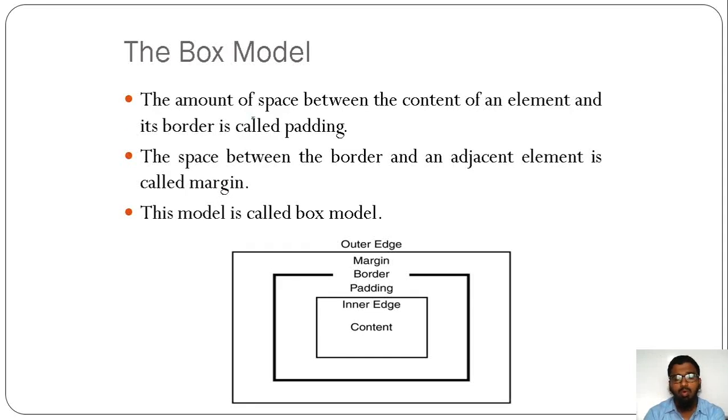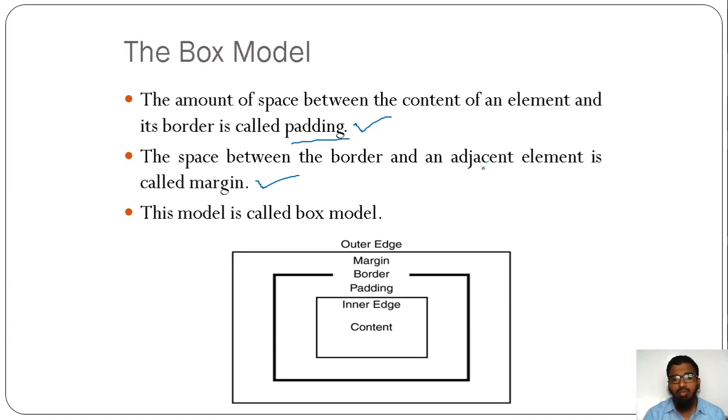In the box model, which is also one part of CSS, the amount of space between the content of an element and its border is called padding. Remember this: the amount of space between the content of an element and its border is called padding. Next, the space between the border and an adjacent element is called margin.